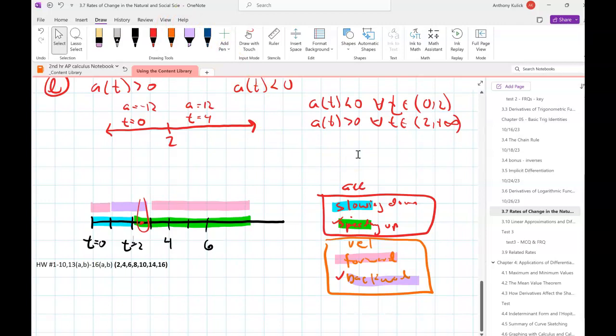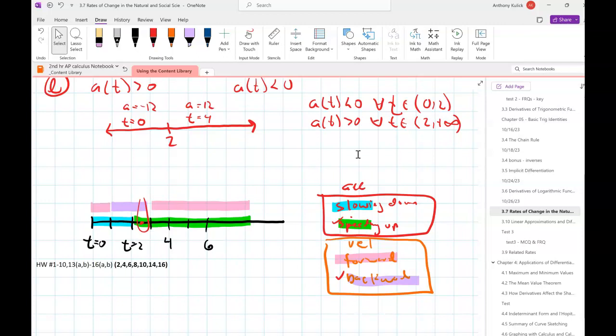All I did is collect the information we had. I just picked an arbitrary time, like 2.5, and then I looked at the graph that I drew here. So at 2.5, the acceleration tells me we're speeding up, but the velocity tells me we're going backwards.